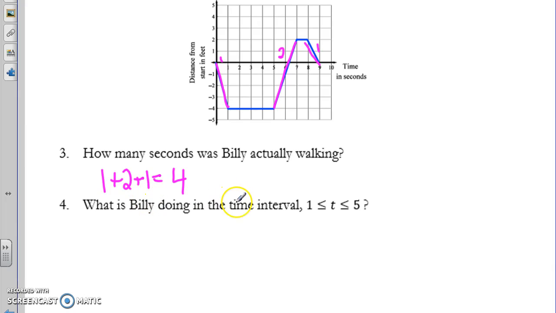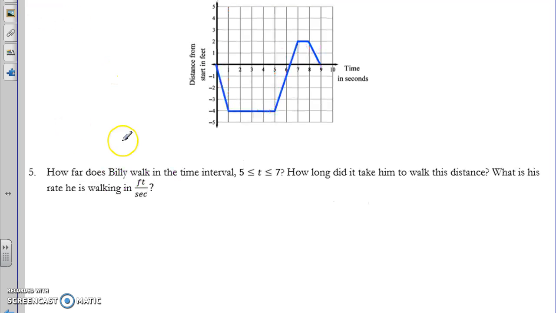What is Billy doing on the time interval from 1 to 5? So the easiest way is to go from 1 to 5. And what is Billy doing from here to here? He's doing nothing. He's resting. So Billy is standing still from the time interval 1 to 5, or he's resting, or he is stopping, something like that.